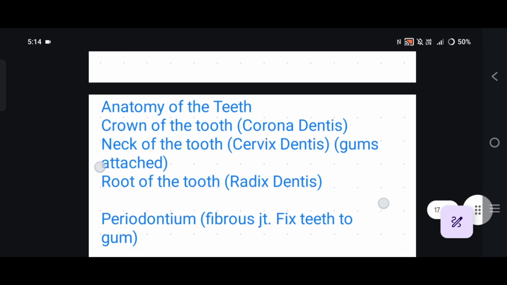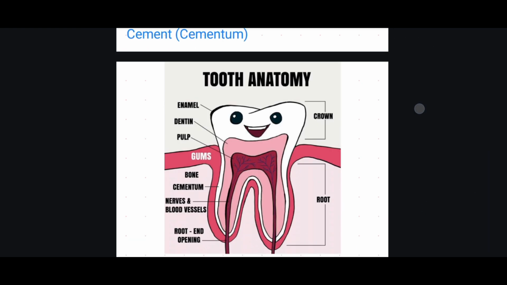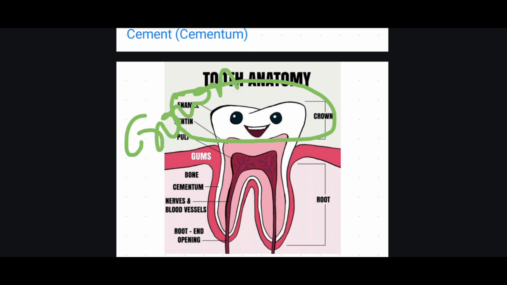Now one of the beautiful parts, that is the anatomy of the teeth. So let's take a look over here. So let's see the anatomical structure of the teeth. It has three regions. The first region which we have is called the crown. So this area you can see is the crown of the tooth.